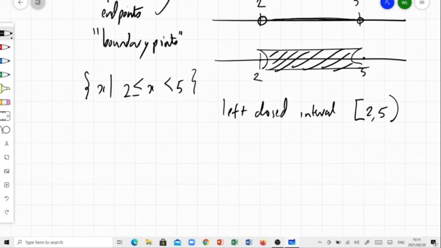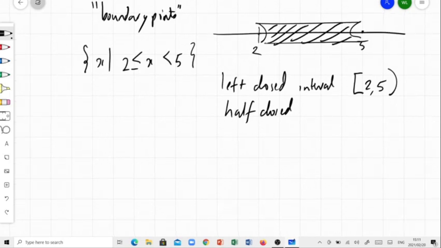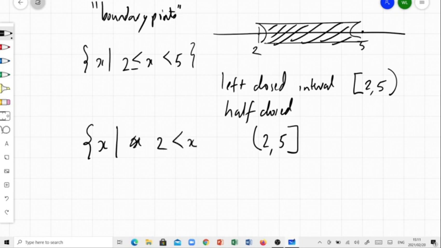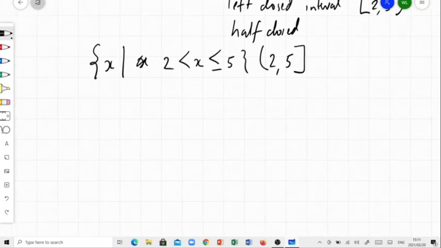If I include both of them, this is what is called half closed. Another example of a half closed interval is this one, where I only have the right endpoint. So that is just the set of all real numbers which are strictly bigger than 2 but less than or equal to 5. So x can be equal to 5. And then we also have what is called a closed interval, and this is when I include both endpoints.